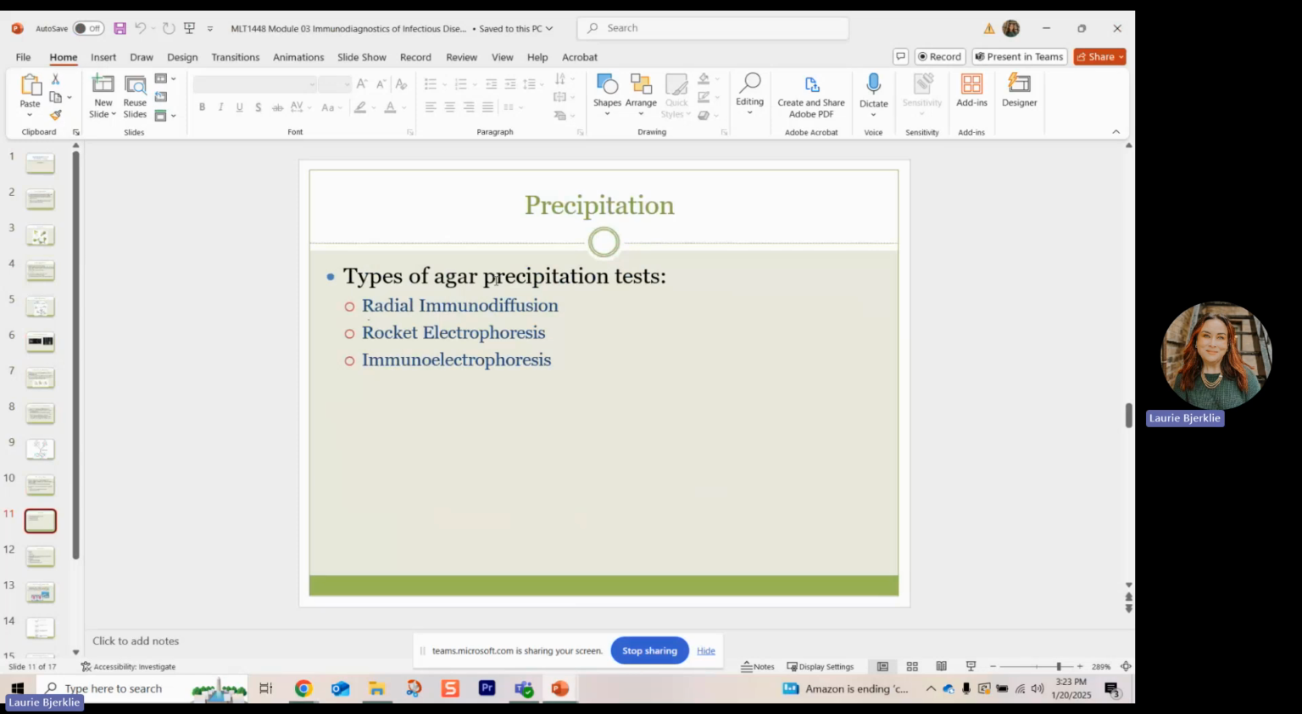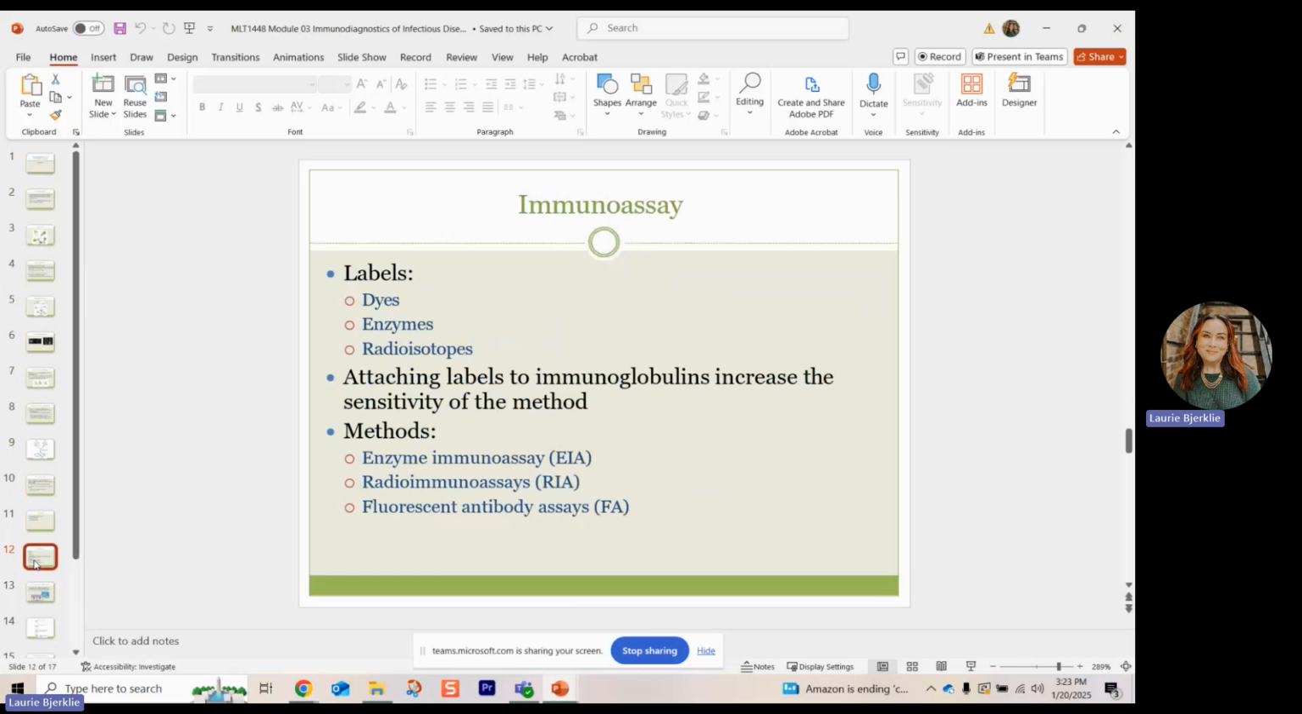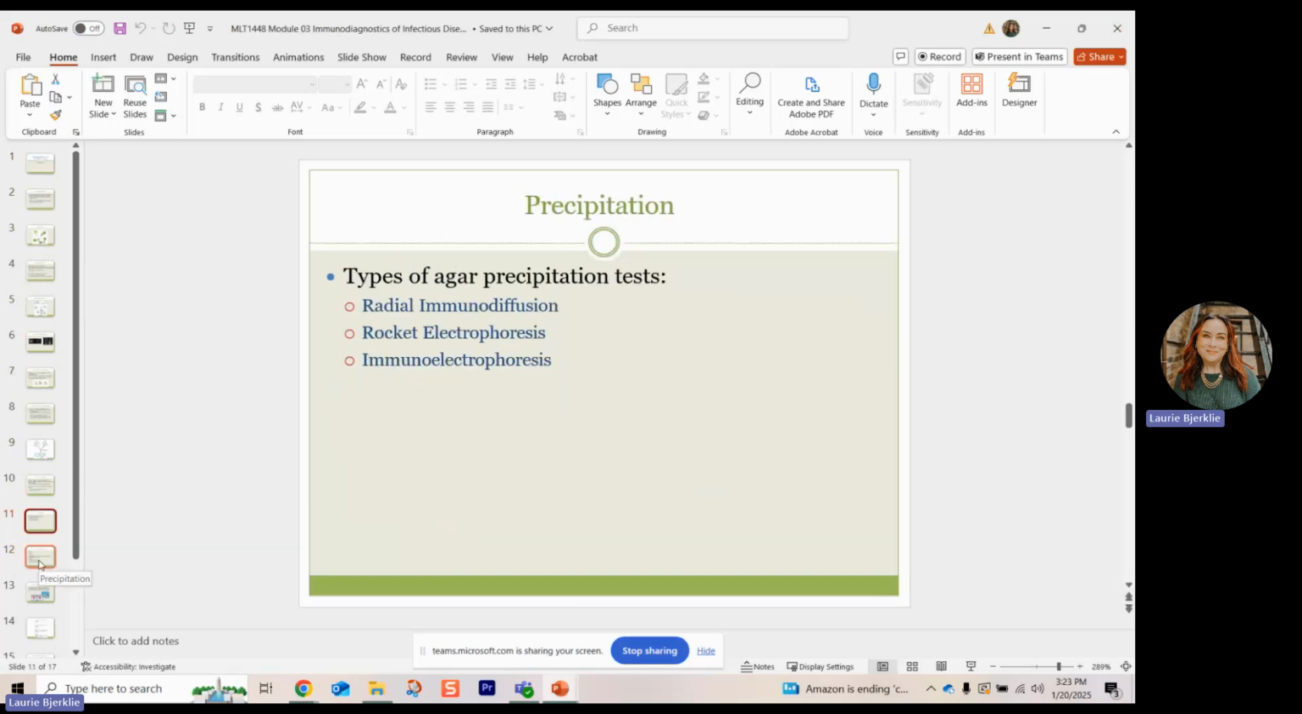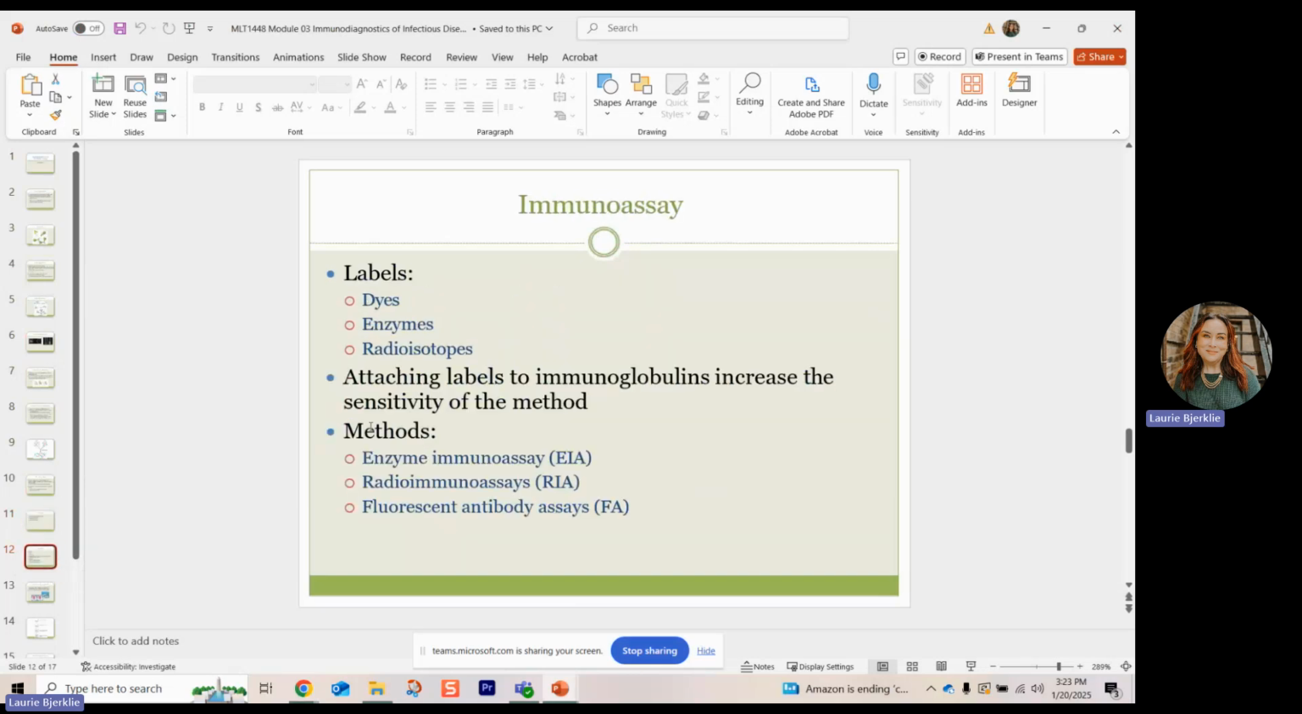So there are types of precipitation tests. There's what we call radial immunodiffusion, rocket electrophoresis, and immunoelectrophoresis. We're not going to get into depth on these here too much.